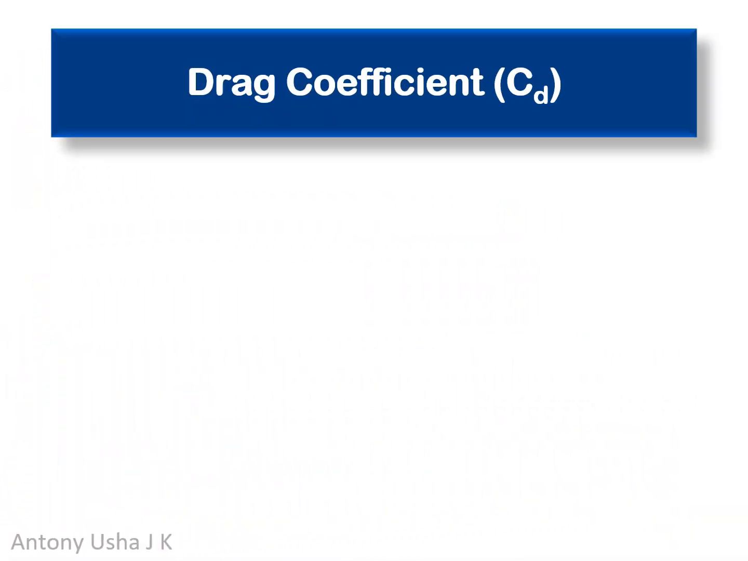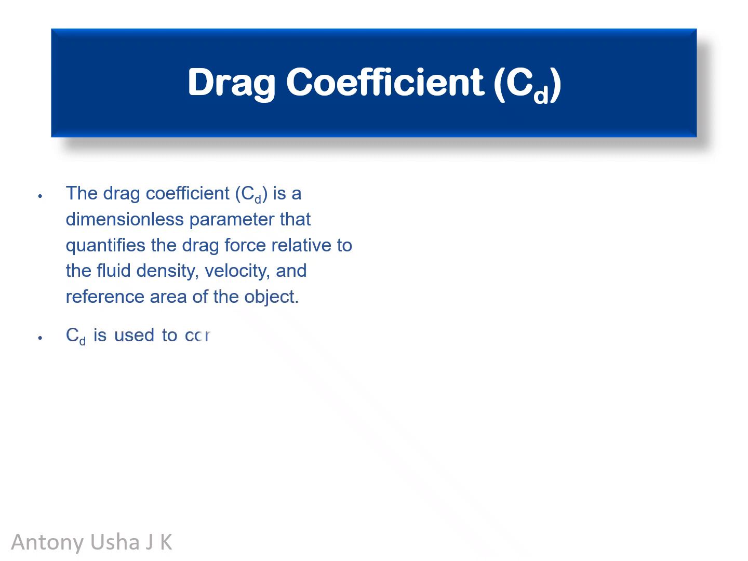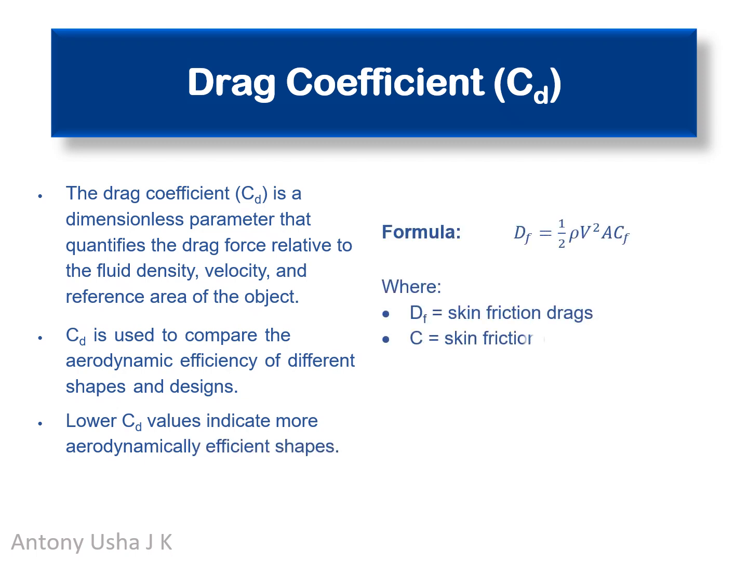Drag coefficient. The drag coefficient, also referred to as CD, is a dimensionless parameter that quantifies the drag force relative to the fluid density, velocity, and reference area of the object, which is used to compare the aerodynamic efficiency of different shapes and designs. Lower CD values indicate more aerodynamically efficient shapes.